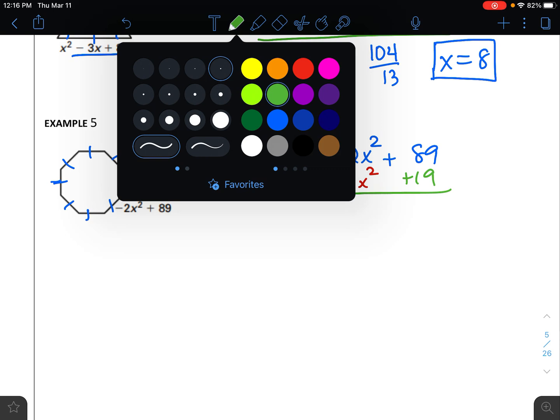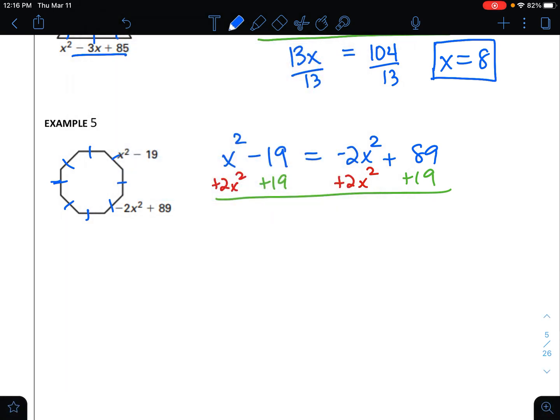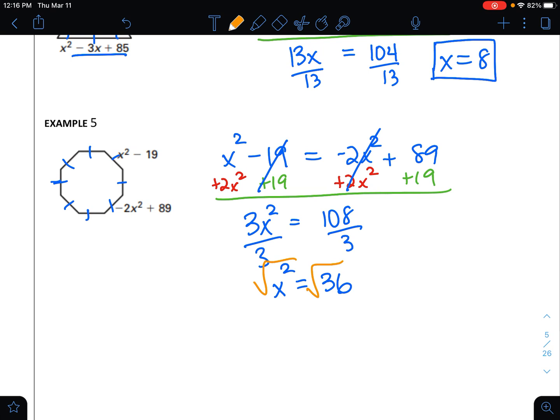Okay, so again, just do what you're comfortable with. 2 plus 1 is 3, 3x squared. Okay, that adds up to 0. That adds up to 0. 89 and 19 gives me 108. All right, now I need to divide off 3. 108 divided by 3 gives me 36. And then now I'm ready to take the square root of both sides.